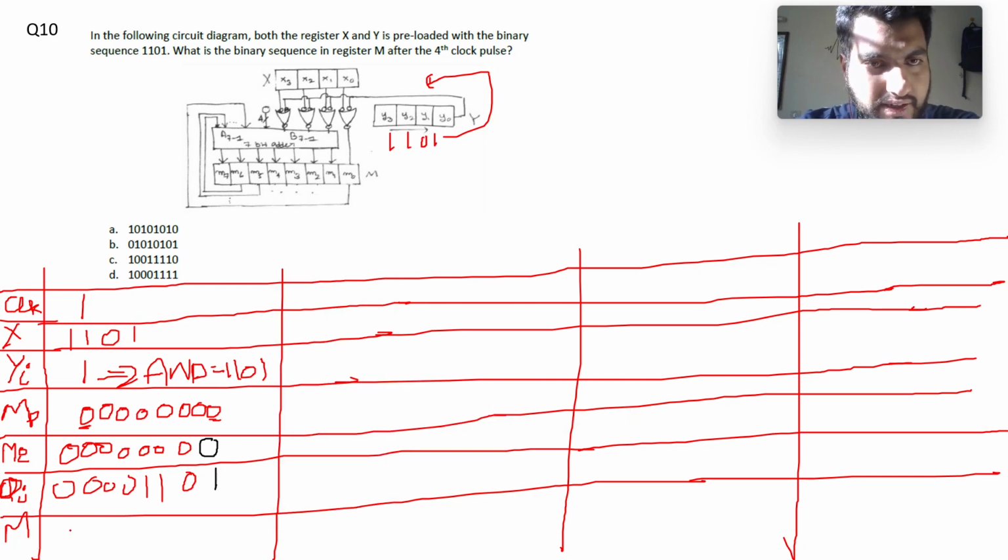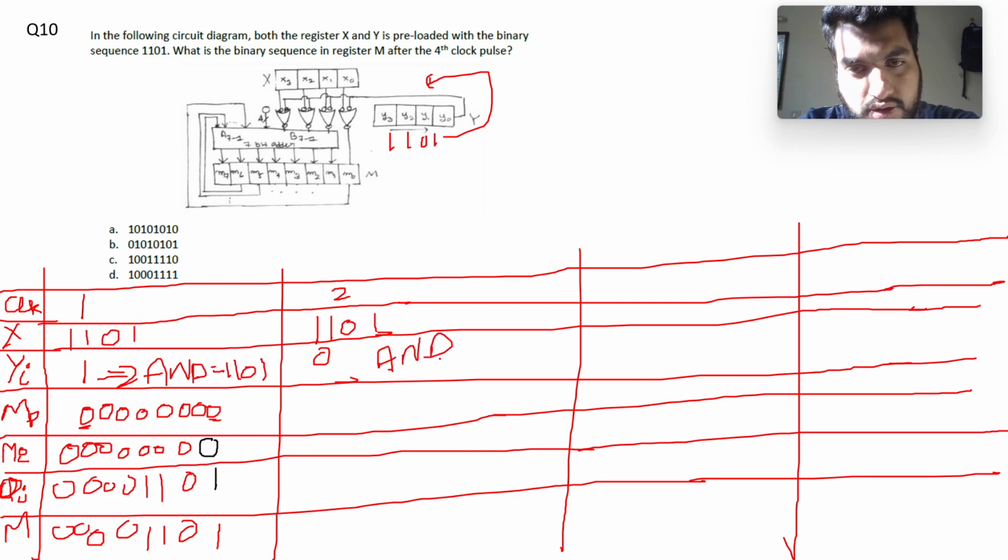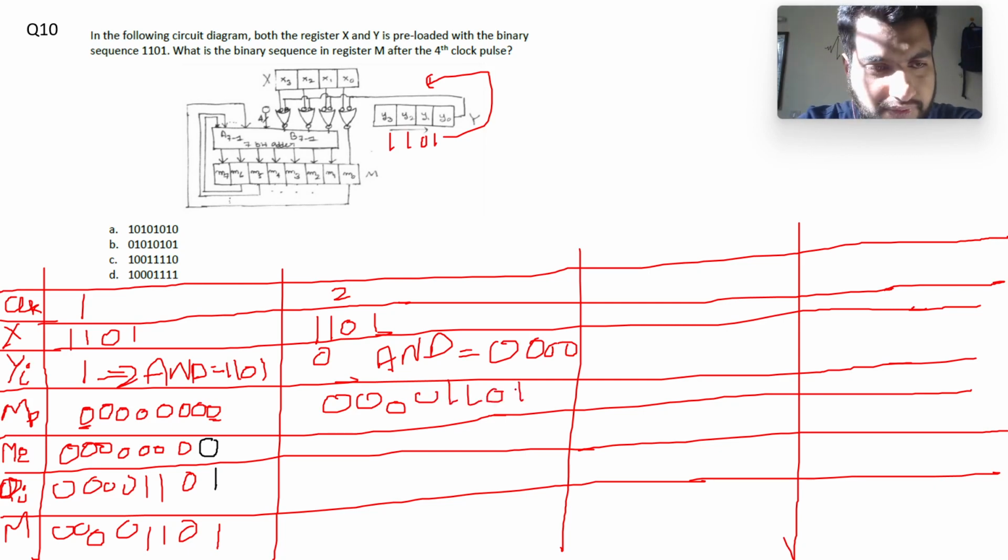And finally we have the adder output. So this will be 1 simply, this is 0 1 1 0 0 0 and 0, right? In the next clock cycle my input is again X equal to 1 and my Y is 0, so AND will be equal to 0 0 0 0. Now the previous M is equal to 0 0 0 0 1 1 0 1, and other input is equal to 3 zeros coming from the 3 AND operations and 4 zeros.